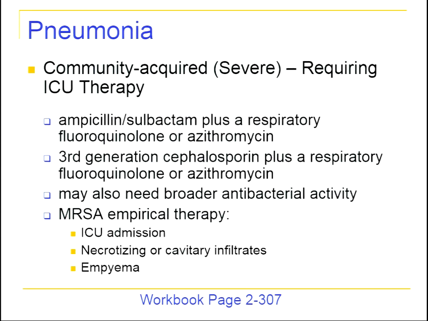And then those that you send to the ICU, you need to use combination therapy, which would be ampicillin-sulbactam plus either a respiratory fluoroquinolone or azithromycin, or another beta-lactam like a third-generation cephalosporin plus a respiratory fluoroquinolone or a macrolide, specifically azithromycin. So combination therapy if you're sending to the ICU, and then if they're sick enough to go to the ICU, then really that's a risk factor for MRSA, and you should at least begin empirically treating them for MRSA until you get culture results back and can narrow as necessary.